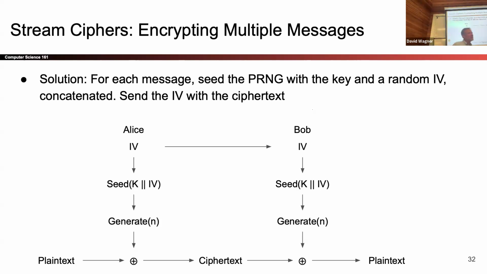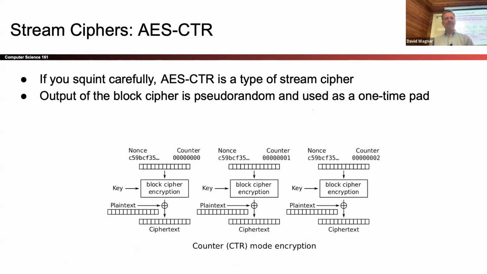If you have a pseudorandom number generator, one way is to take the key and the initialization vector, concatenate them, and use that as the seed. So now, each time I encrypt a message, I have a different IV, and I get a different set of pseudorandom bits for the pad, and it's a secure way to encrypt.